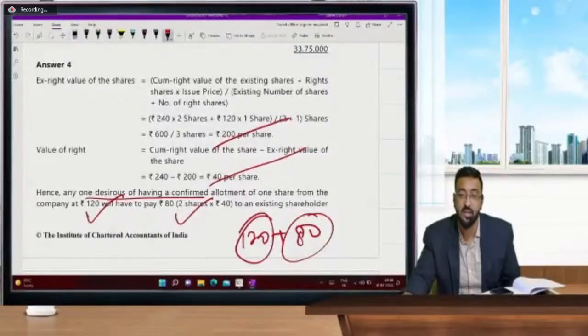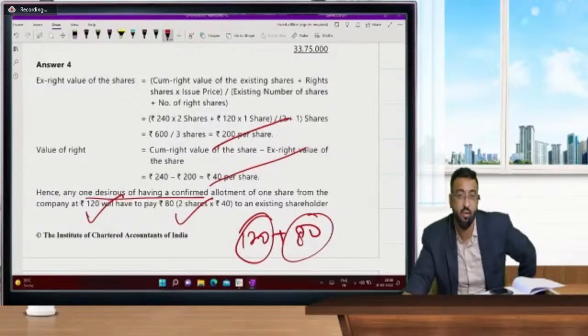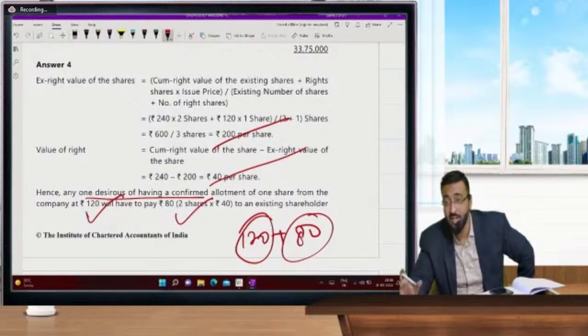Yes, beta, it's correct or not? 120 plus 80. X right shares, you can check here. 200 rupees and 40 rupees for value of right, step 1, step 2, and you can write it in my format. Easy है. ये 5 mark का question आएगा. It is only for 5 marks and very easy question.